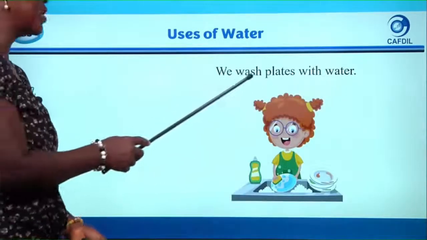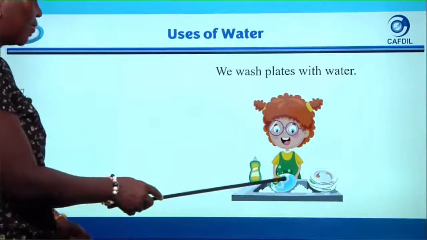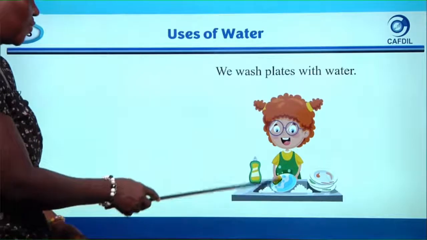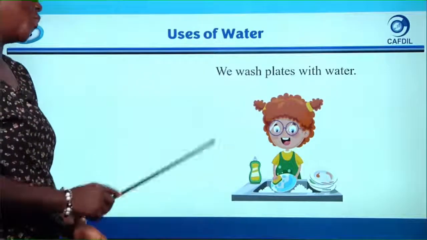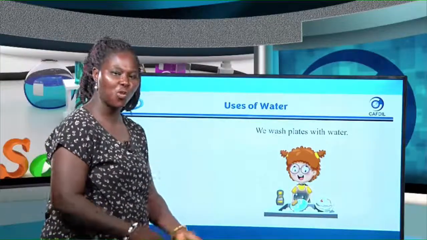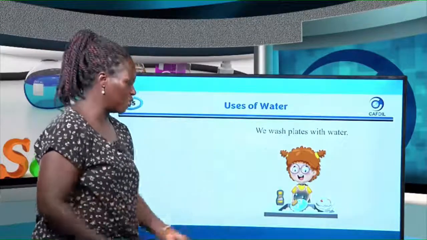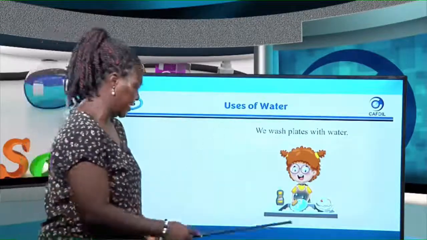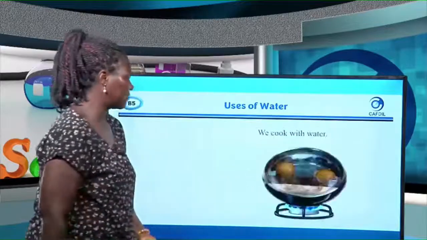Good. We wash plates with water. You can see the boy washing plates with water. After eating, we use water to wash our plates. After cooking, we use water to wash the utensils that we have used for cooking.